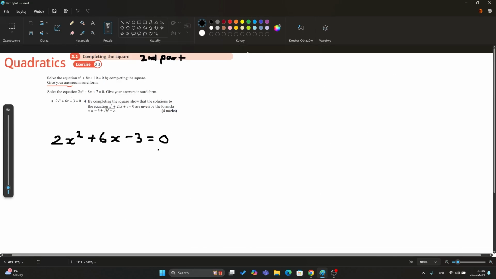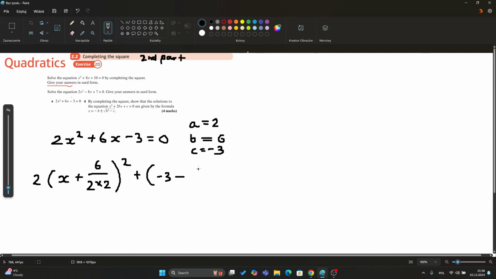Now we're going to look at some exercise questions. First of all, we have 2x squared plus 6x minus 3 equal to 0. And our a is 2, b is 6, c is minus 3. We do it using the quadratic formula. Not the quadratic formula, the completing the square. So 2 outside, x plus 6 over 2 times 2, squared, plus negative 3 minus 6 squared all over 4 times 2, equal to 0.